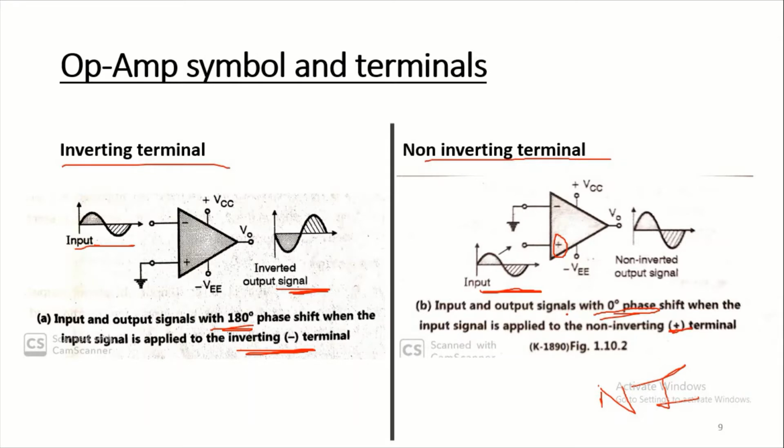Means when we apply the input signal to the minus terminal, we get an output which has a 180 degree phase shift with respect to the input signal, and when we apply the input signal to the plus sign, means the non-inverting terminal, we get an output which is in phase with the input signal.